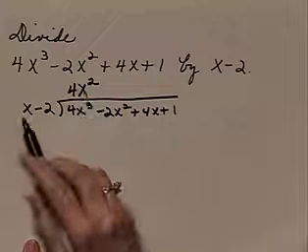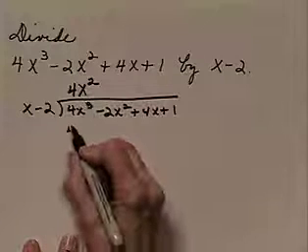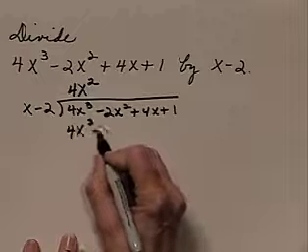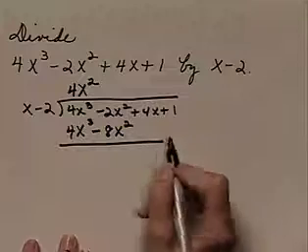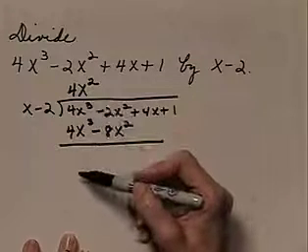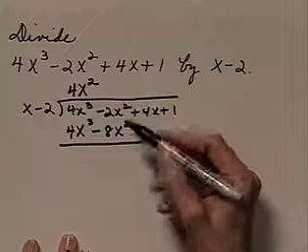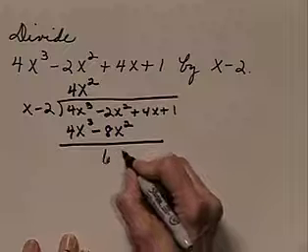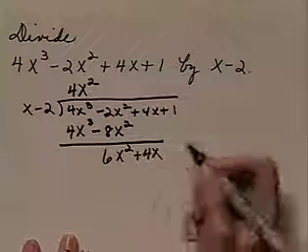And we'll multiply each term in our divisor by 4x squared. So this gives us 4x cubed minus 8x squared. Now we want to subtract. 4x cubed minus 4x cubed is 0x cubed. Negative 2x squared minus negative 8x squared gives us a 6x squared. And we'll bring down the next term.